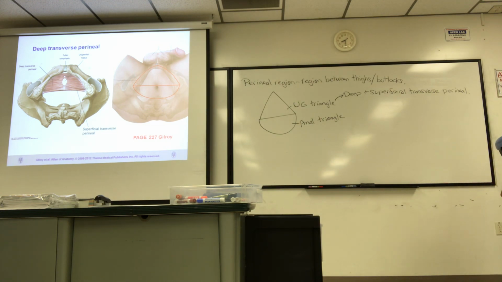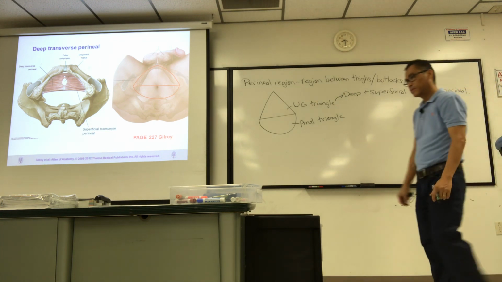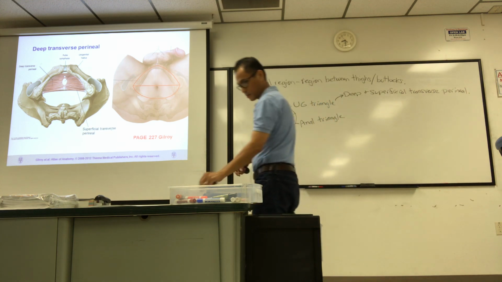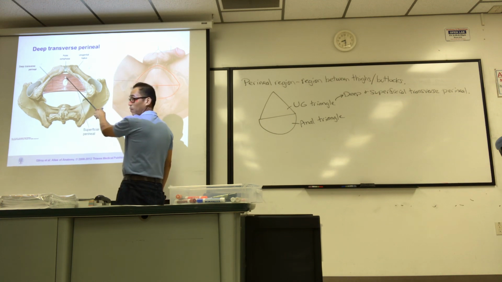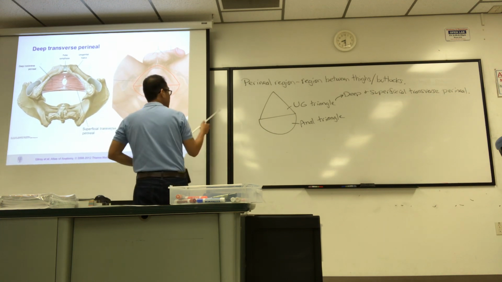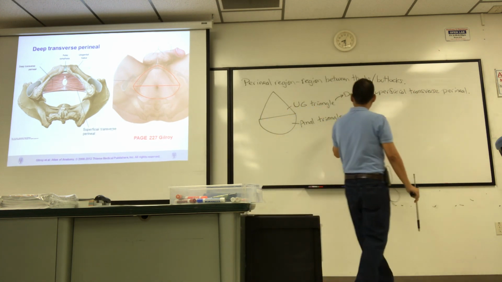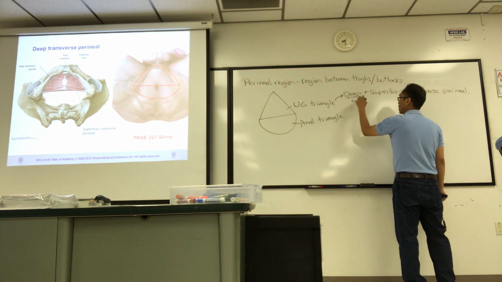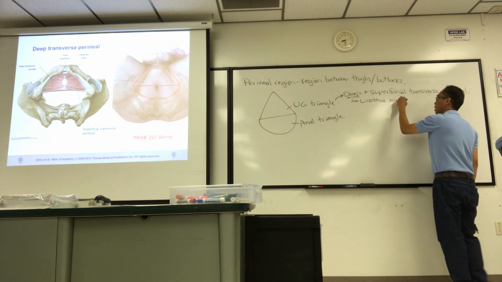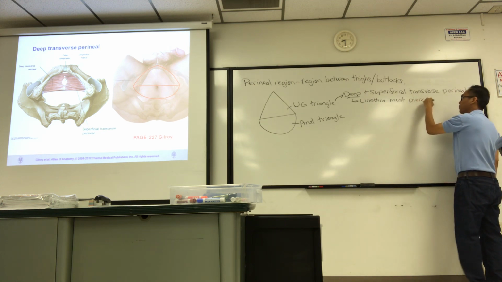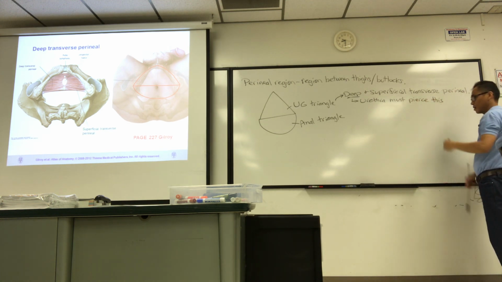And it's important to know for repro, because for ejaculation, you have to move the sperm out of the urethra. So the urethra has to pierce this membrane. And it does so right here. That top little hole for the male. So it pierces the deep one, so I'll put a note for the deep. The urethra must pierce this membrane.